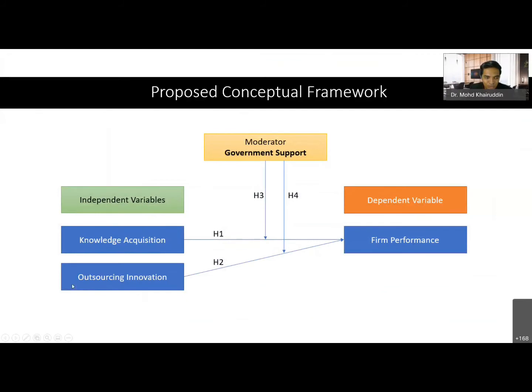And objective number 2, to examine or to study the relation between outsourcing and the firm performance as well. So the hypothesis number 2, there is a positive, significant relationship between outsourcing innovation and the firm performance. So this is all the things that we want to put in the summary for our proposed conceptual framework in a very easy, layman's term, easily for the panels to digest, for the examiners to digest, and so on.